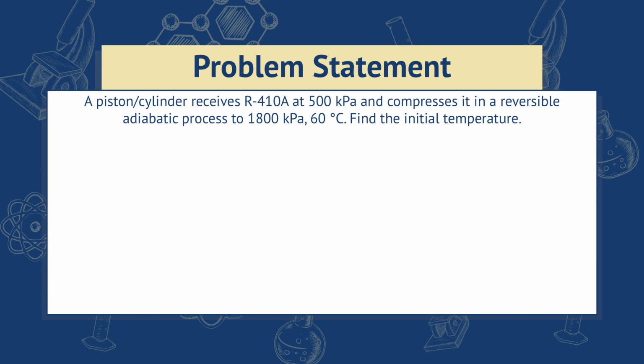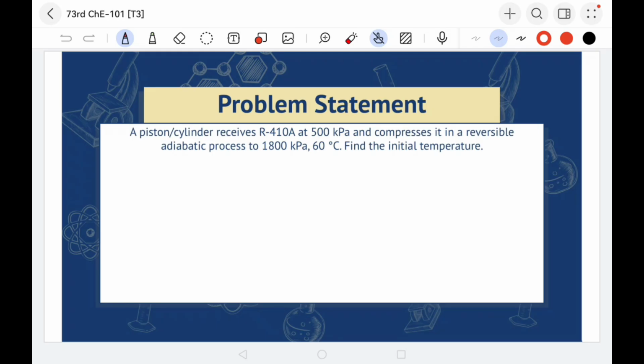A piston/cylinder receives R410A at 500 kilopascal and compresses it in a reversible adiabatic process to 1800 kilopascal and 60 degrees Celsius. Find the initial temperature. In this problem, we will now focus on the use of the second law of thermodynamics. But first, we must start with the diagram of this problem. Since it is a piston or cylinder, let us draw a simple piston setup, state 1, which will be converted to state 2.